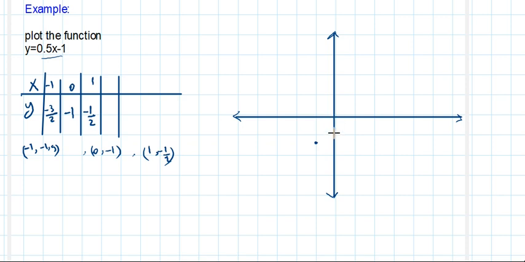This is 0 and -1. So -1.5 is supposed to be here, to be more precise. And 1 with -half. This is 1 here and with -half.